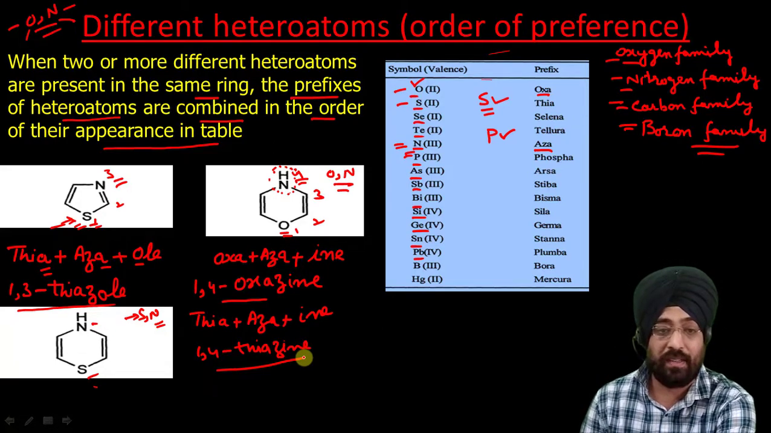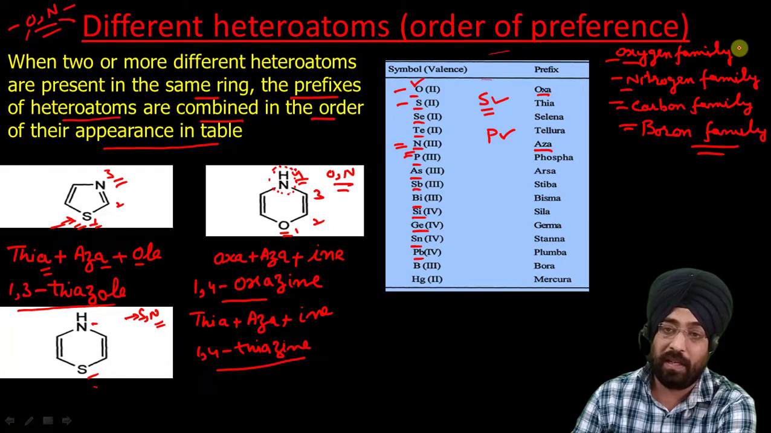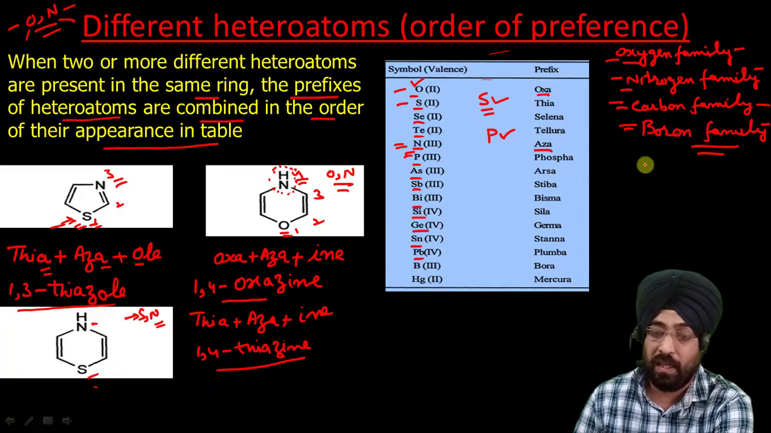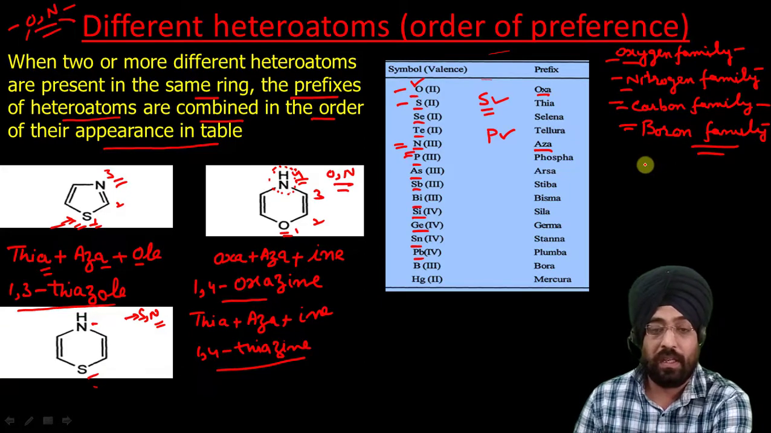So it is quite easy to club, you just have to remember the order of preference. You can either use this table, or as I have given you, the oxygen family has highest preference, then nitrogen family, then carbon family, then boron family. Okay, next, how to do numbering.